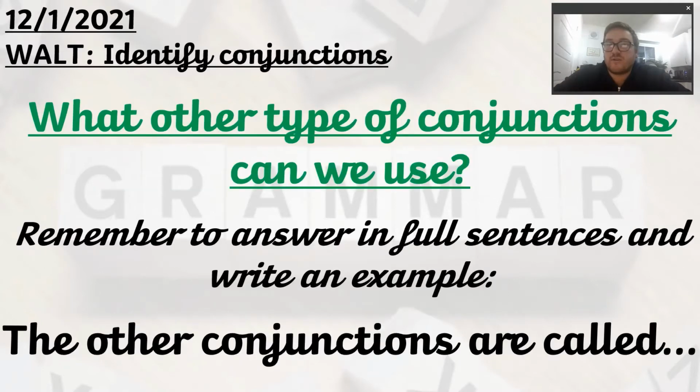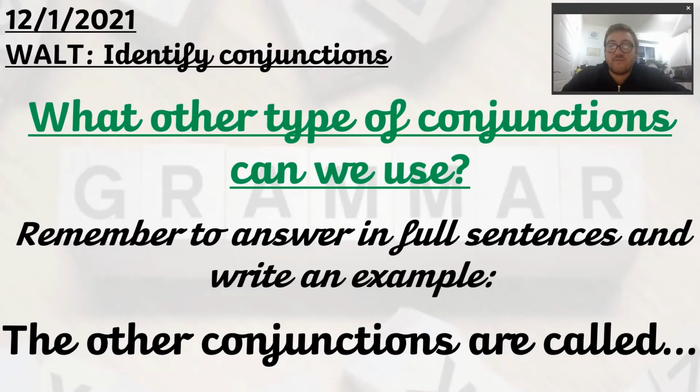Now, what other types of conjunctions can we use? Big clue, if you have been a woodpecker before, I used to have them, or I still have them stuck around my board. The coordinated conjunctions are the red, and the other words were usually highlighted in blue. So again, pause the video and remember to answer in a full sentence and write an example as well as, or if that's easier for you, what other type of conjunctions can we use?